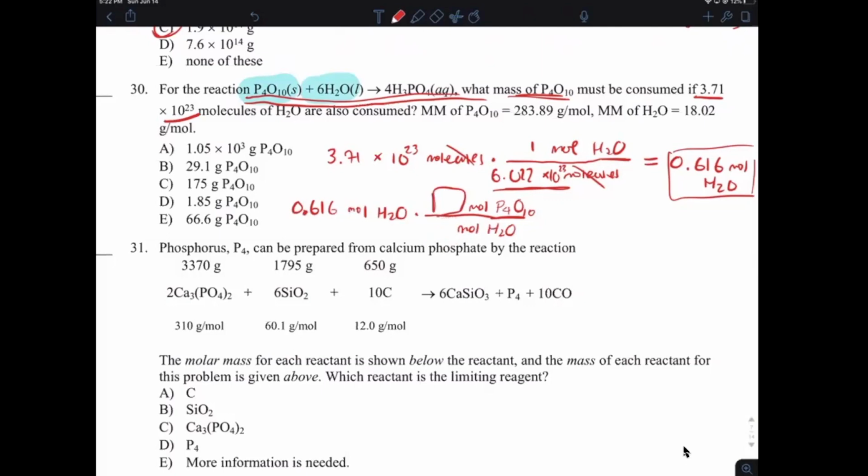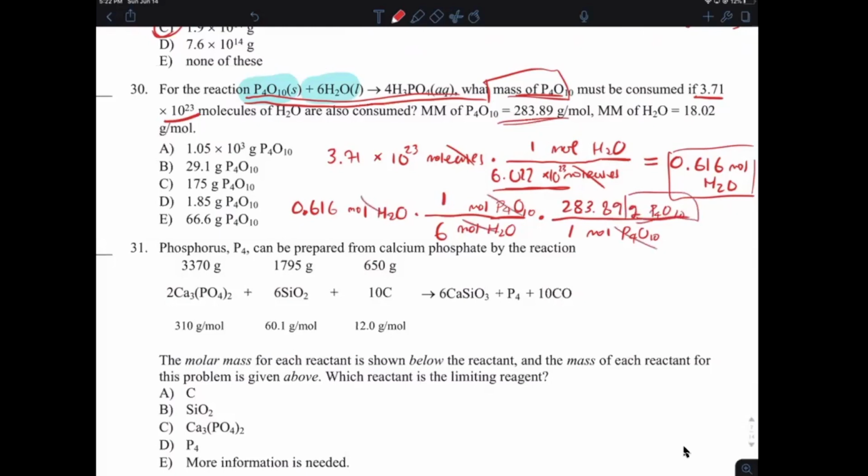And anyone can answer this? Yeah, so 1 goes here and then 6 goes there. And then we want our end results to be in grams. So in 1 mole P4O10 tells us this many grams, 283.89 grams P4O10. And then so our answer is going to be in grams.